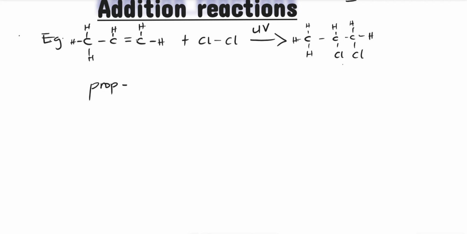This is prop-1-ene, with the double bond on carbon number 1, plus chlorine, which is Cl2. Then we form this one. We have 1, 2, 3 carbons, and it's these chlorine atoms that are attached there. So what we do here, we count the number of carbons: this is carbon number 1, carbon number 2, and this is carbon number 3. The chlorines are on carbon number 1 and 2. So we say 1,2, there are 2, so we say dichloropropane.